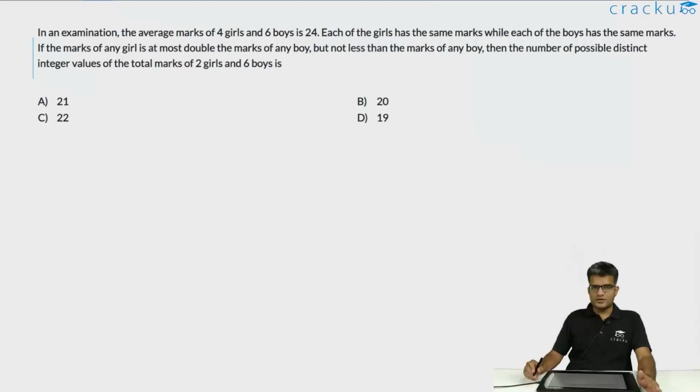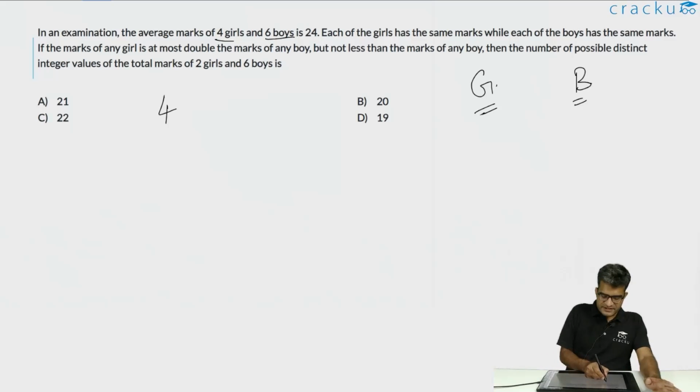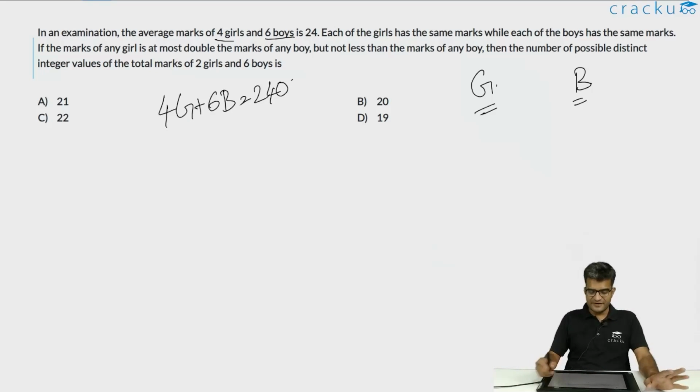In this question, we are told that the average marks of 4 girls and 6 boys is 24. Every girl got the same marks. Every boy also got the same marks. So let the number of marks received by every girl be equal to G. Number of marks received by every boy be equal to B. So the total marks received by 4 girls plus 6 boys will be equal to 240, because the average of these 4 plus 6, that is 10 students, is 24. So the total marks is 24 into 10, which is 240.